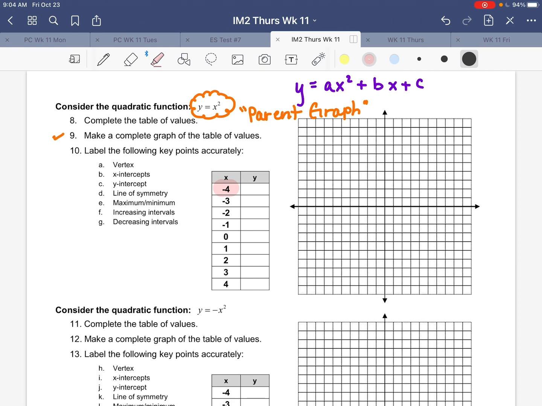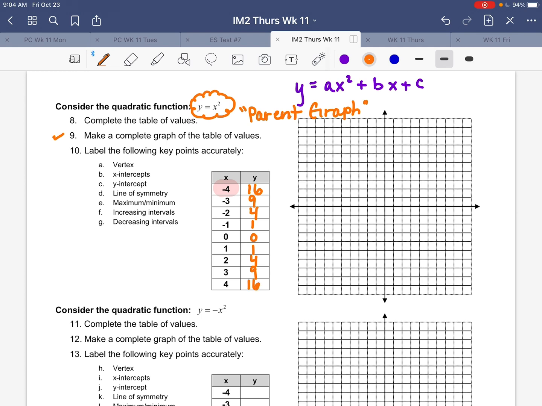When I plug in -4 for x, remember -4 squared is going to be a positive 16. When I plug in -3, squared is going to give me 9, and so forth. -2 squared would give me 4. -1 squared is 1, 0 squared is 0, 1 squared is still 1, 2 squared is 4, 3 squared is 9, 4 squared is 16.